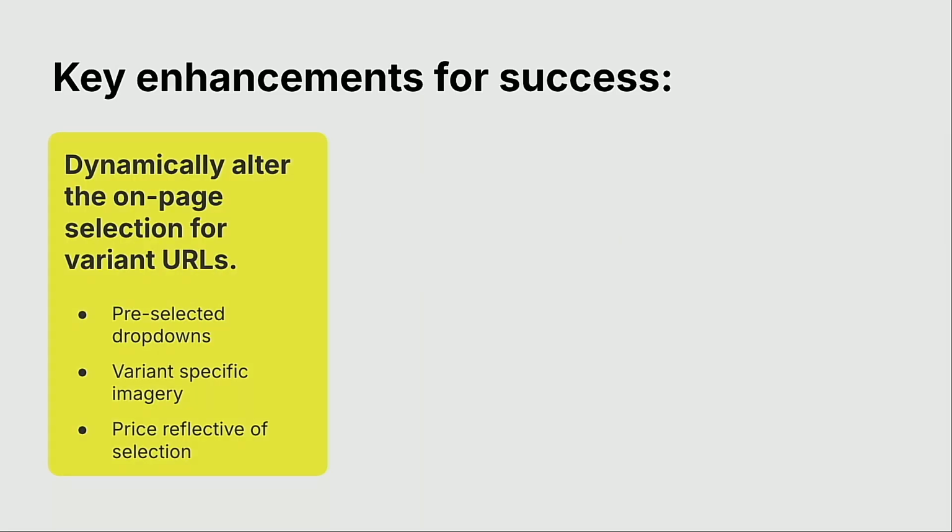But if you don't, you might end up losing that position to a retailer. So some key things to do to make sure this succeeds as well as it can. The first thing is to make sure you dynamically alter any information on the page to match the variant. So if a user is clicking through to that variant URL, they should be able to see their drop-downs pre-selected for the option that they've requested, and imagery to reflect that, and obviously pricing as well.